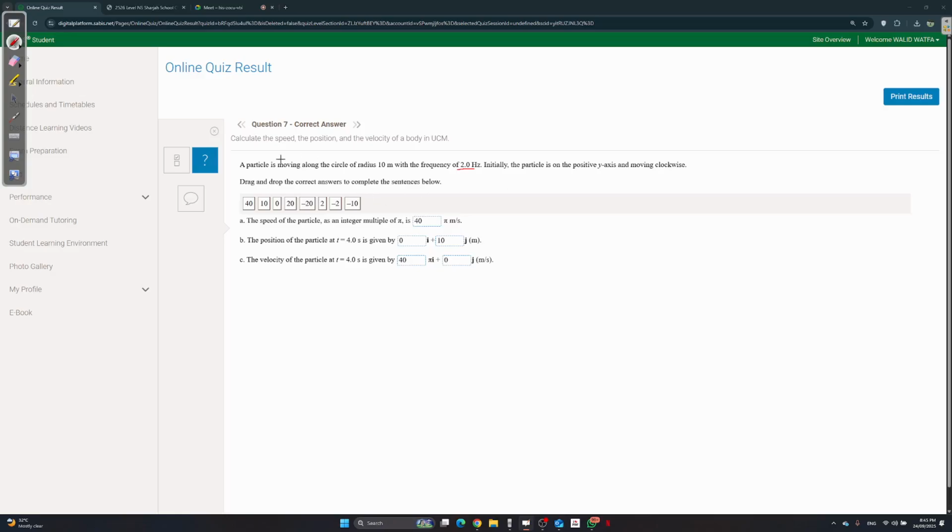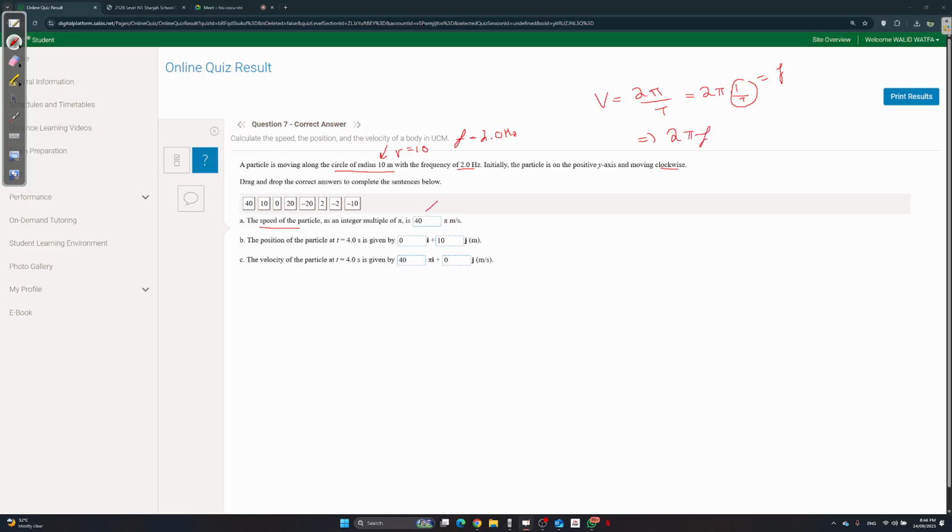Here we have a particle moving along the circle. Radius is 10. They gave you frequency equal to 2.0 hertz. They said it's moving clockwise. I don't care. But the speed of the particle. Earlier I gave you the formula 2 pi divided by T. Now this is the same thing as saying 2 pi times 1 over T. 1 over T, if you know what that is, that's frequency. So it's the same thing as saying v is equal to 2 pi f.